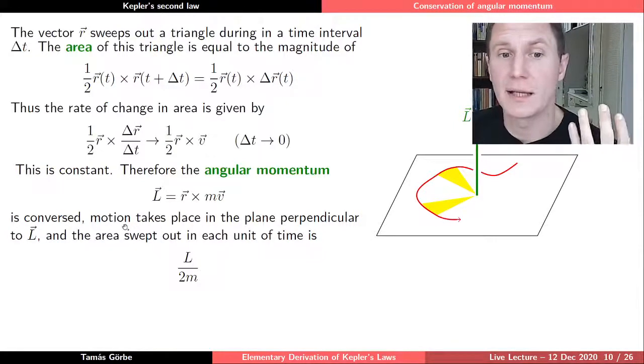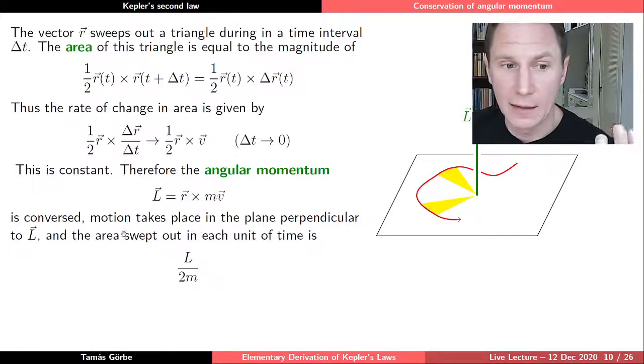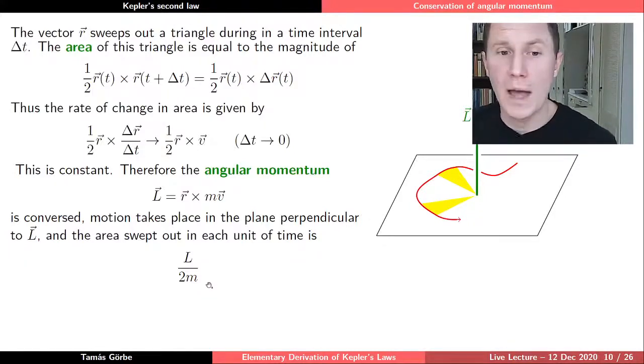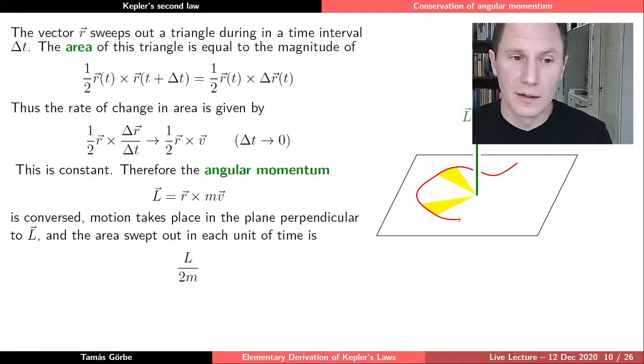The motion takes place in the plane perpendicular to L, and the area swept out in one unit of time is of course the length of this vector. But if you look at this vector, you get this from L by dividing L by 2m, which will give you the rate of change in area. So the length of L divided by 2m is going to give you the area swept out in unit time intervals.